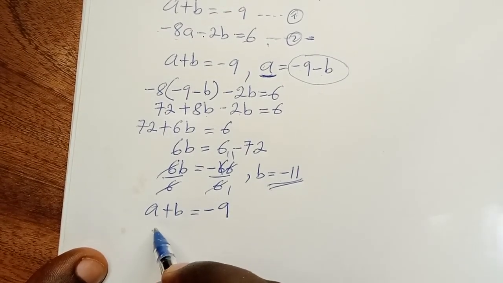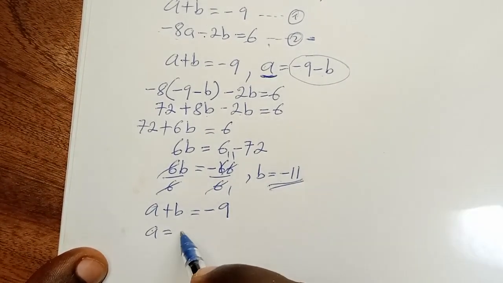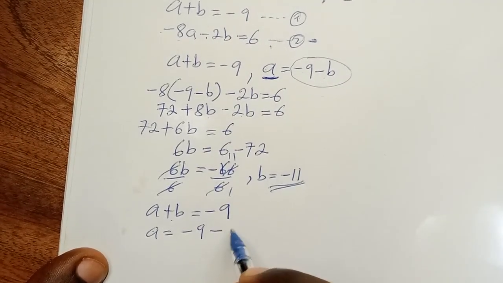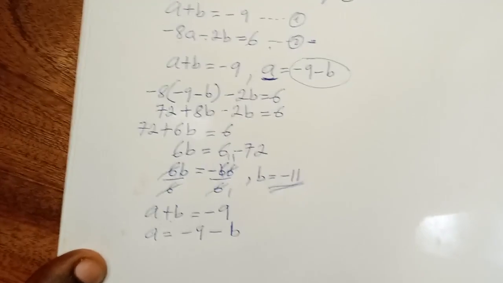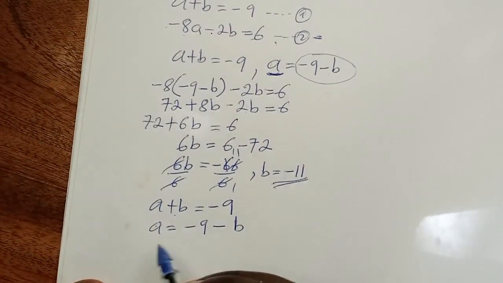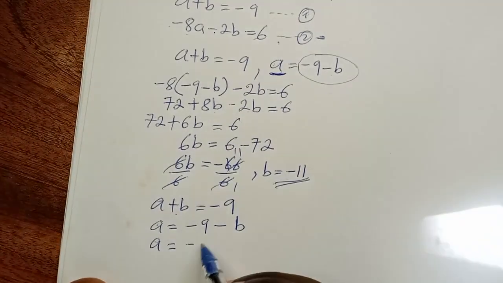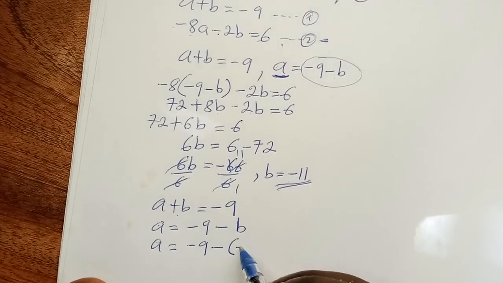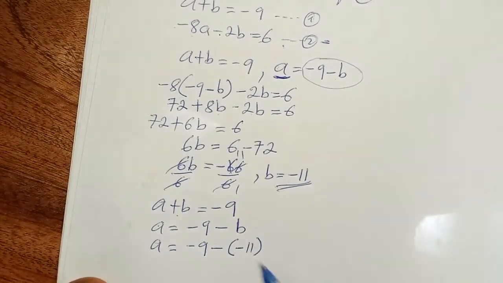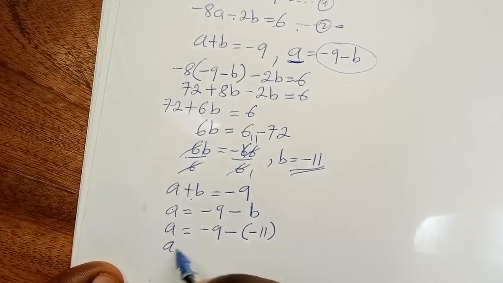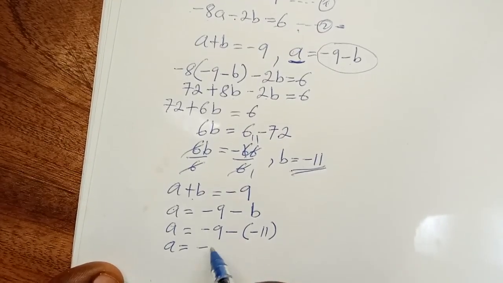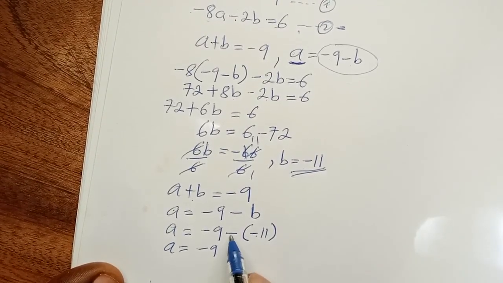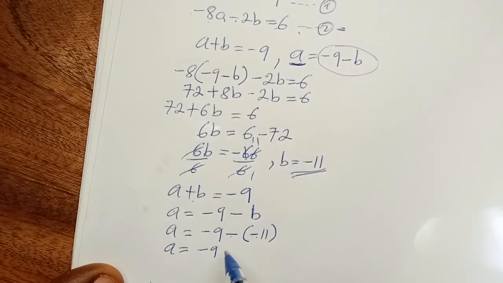So a will be equal to minus 9. This plus b will come to the right hand side as minus b. Can you see? Now we say that a is equal to minus 9 minus, we already know b, b is minus 11, minus 11. So a will now be equal to minus 9, so minus 11, that is minus times minus 11, is going to give us plus 11.